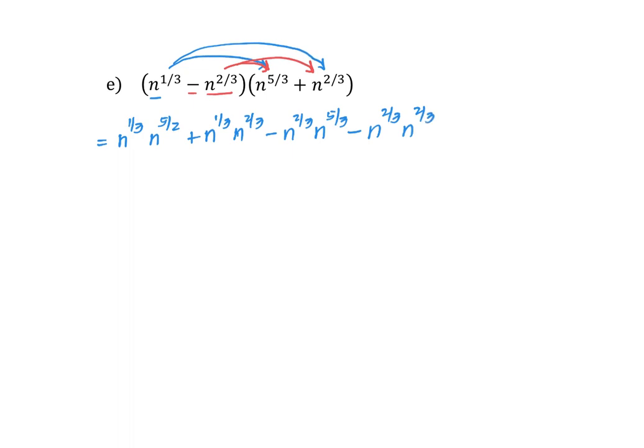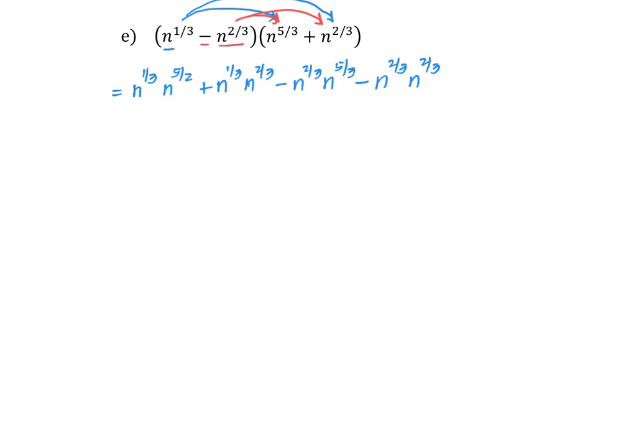Now let's go ahead and combine. We are multiplying with the same base, so we add our exponents. This is going to be n to the 6/3. I said 3 and I wrote 2. Why do I keep doing this? This is going to be n to the 6/3, which in turn would be n squared, plus n to the 3/3, which in turn would be just n, but I'll write it out, minus n to the 7/3, minus n to the 4/3.